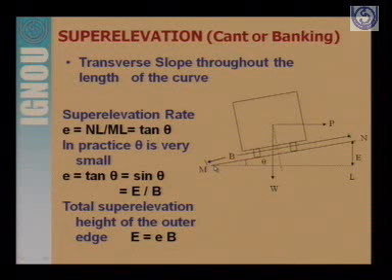If we want to calculate the total super elevation height of the outer edge with respect to the inner edge, then from this equation we can simply write that E will be equal to the super elevation rate small e into B, the width of the road. So this is the total super elevation height of the outer edge.